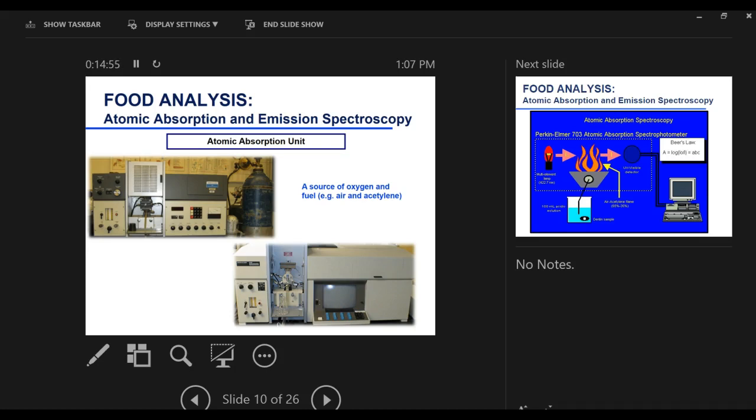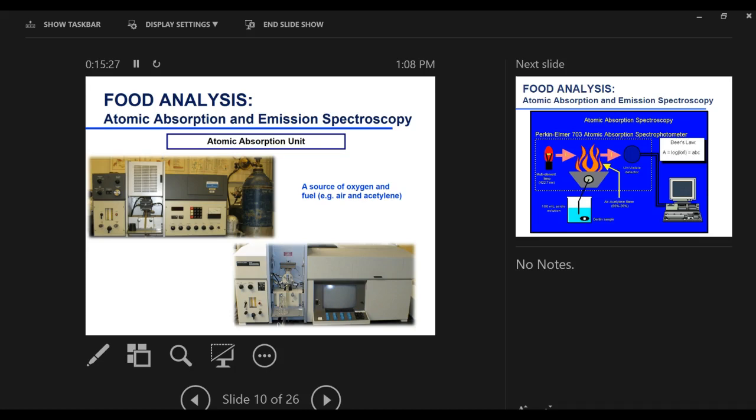But basically, some of you have seen the atomic absorption unit already. You have the nebulizer, and you have an aspirating tube that you insert into your sample. The compartment here is where you have your flame. You need, of course, an oxygen source, and usually it's compressed air. And then you need a fuel, and it is acetylene. So you need fuel and oxygen so that you can light up the flame.